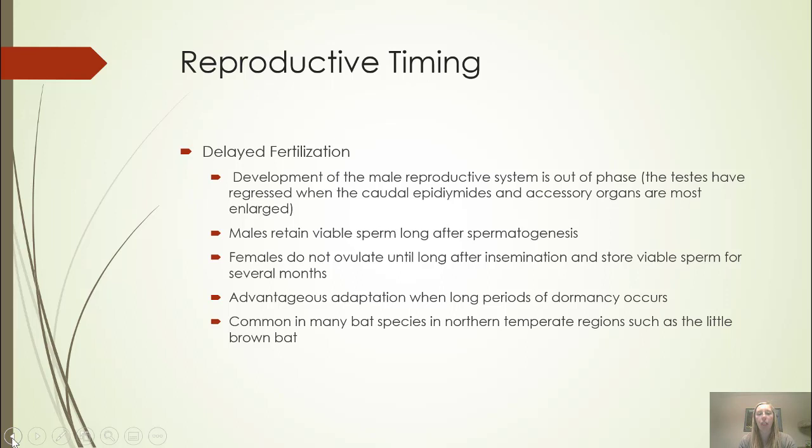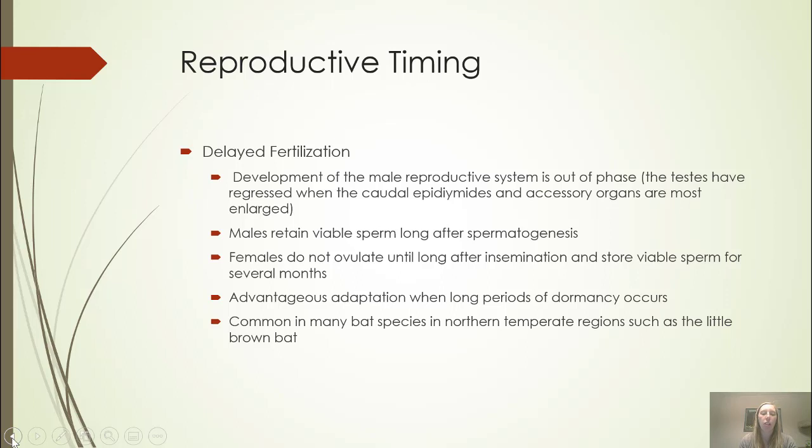And then females don't actually ovulate until long after insemination. They store viable sperm for up to several months. This can be very advantageous when there are long periods of dormancy. So the energy can be used for the spermatogenesis, for mating, when there's a lot of food around, when there's a lot of energy available. They can go into dormancy and then not actually have to go through the pregnancy or birth until more energy is available in the springtime.